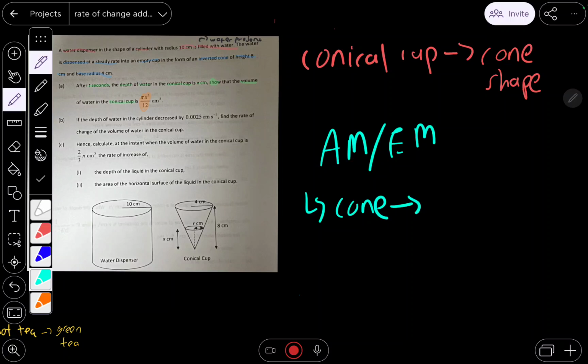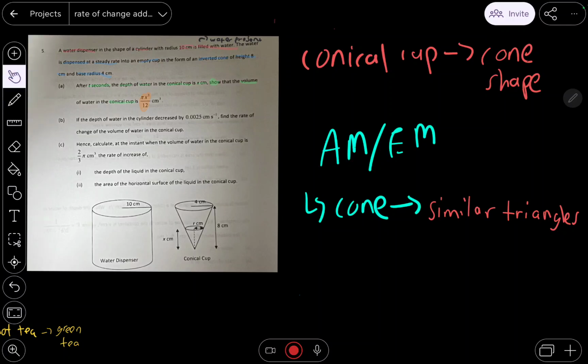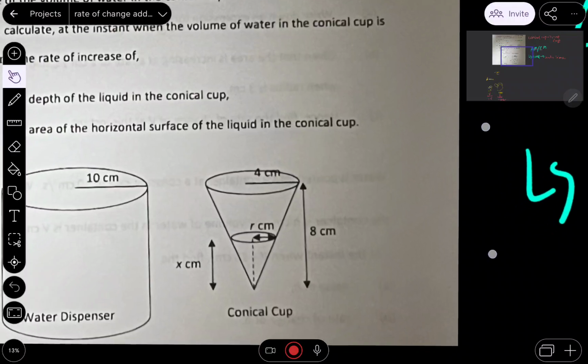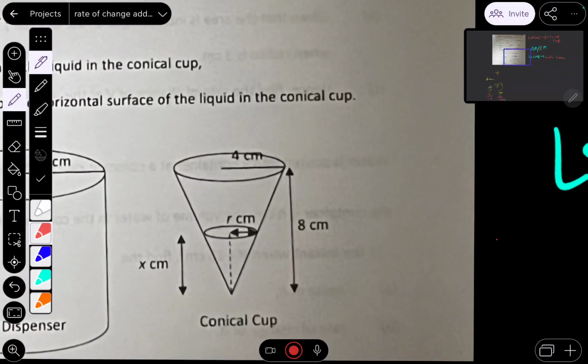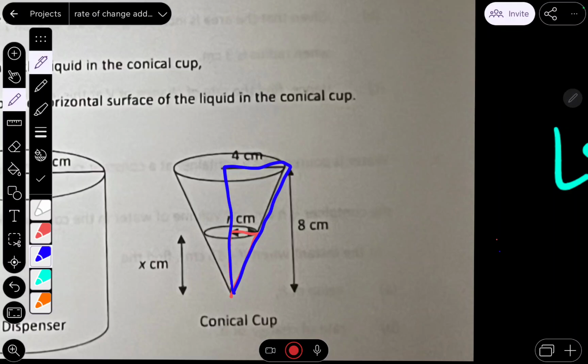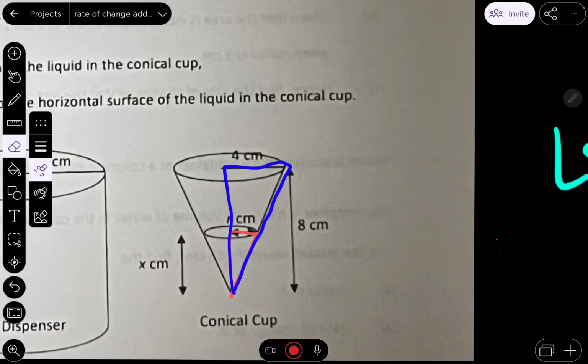When you see the word cone, I want you to think of similar triangles. And in the O levels, they like to test similar triangles a lot. So when you see cone, think about similar triangles. Why? I will share with you shortly. If you look back at this diagram here, can we say that this triangle and this triangle are similar? Some of you will be like, huh? Similar meh? Yeah lah, the shape looks like it. But I want to tell you that this is 100% similar. I can guarantee you that this is a similar triangle.